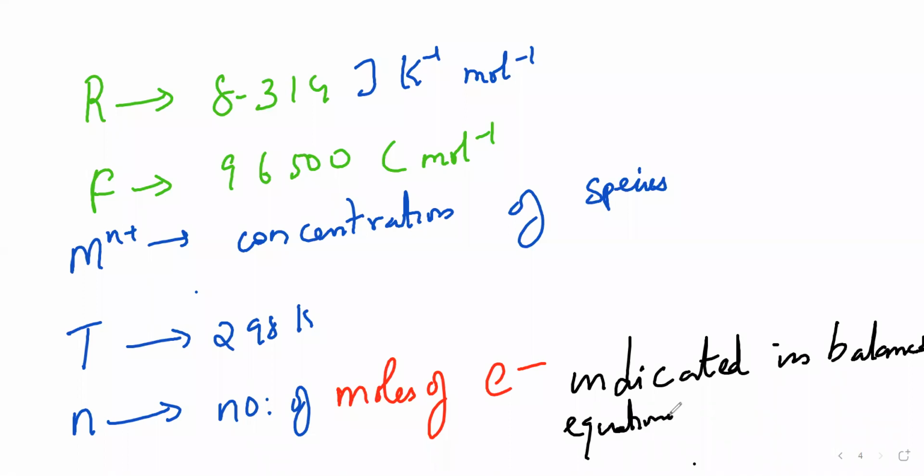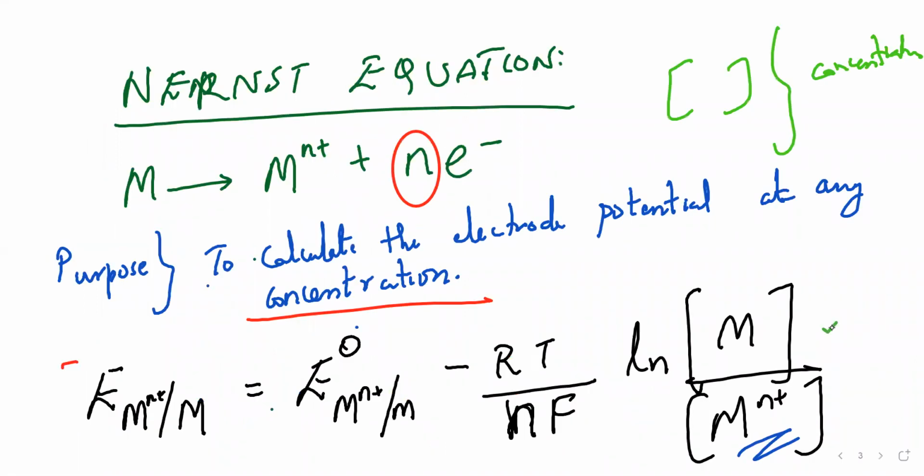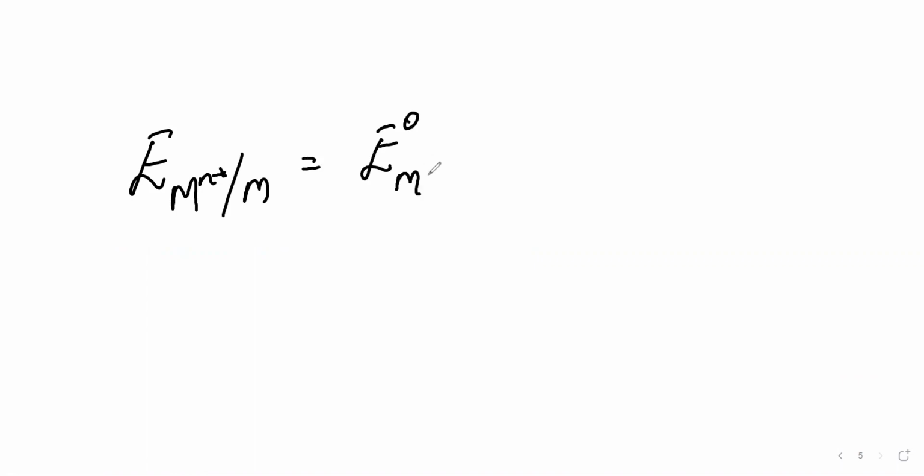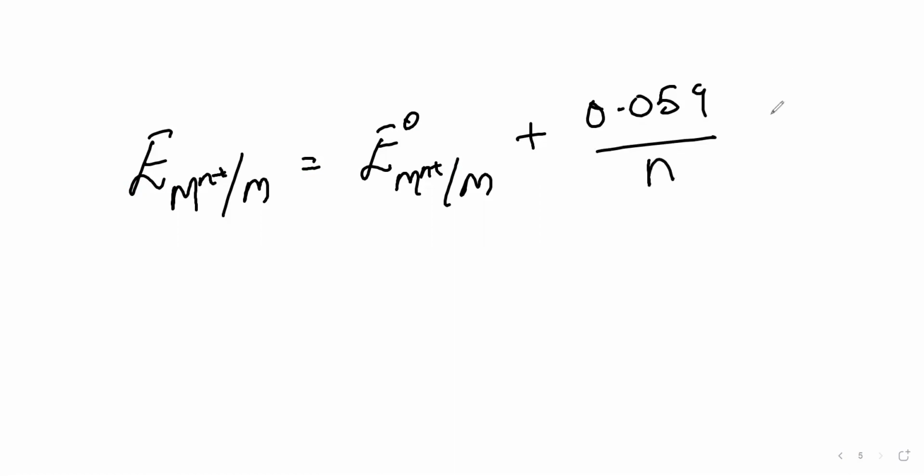So if I substitute the R value, the F value, and the temperature value in this equation, it will become as follows. This is the final equation that we have to study. E of Mn+/M is equal to E naught of Mn+/M plus 0.059 by n, Ln of Mn+.